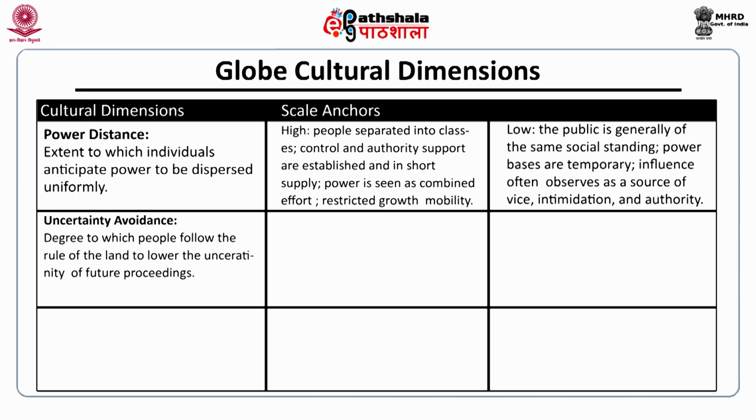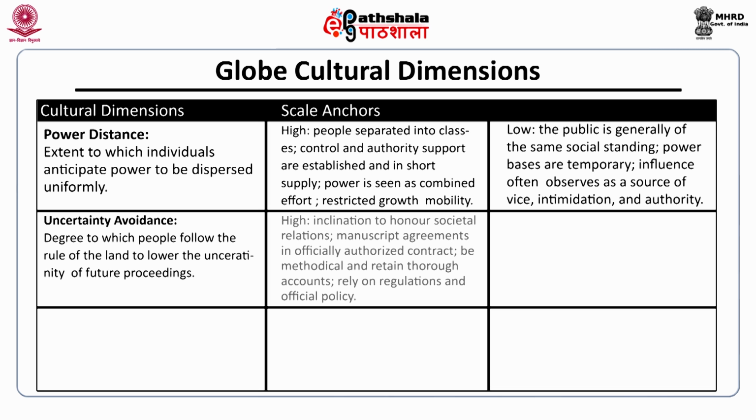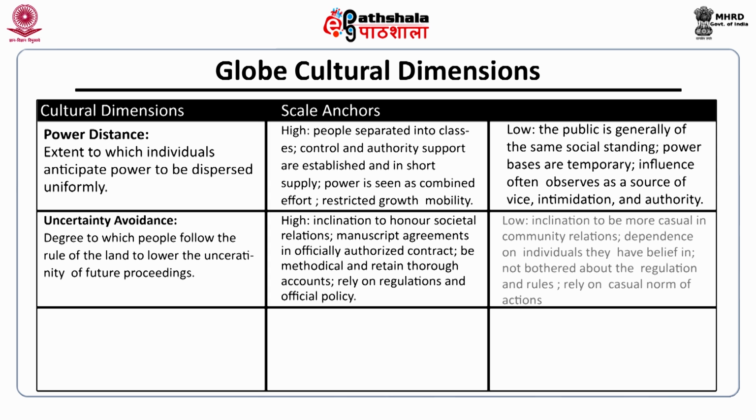Uncertainty avoidance is the degree to which people follow the rule of the land to lower the uncertainty of future proceedings. In the high, inclination to honor societal relations, write agreements in officially authorized contracts, be methodological and retain thorough accounts, rely on regulation and official policy. Low, inclinations to be more casual in community relations, dependence on individuals they have belief in, not bothered about regulations and rules, rely on casual norms of action.